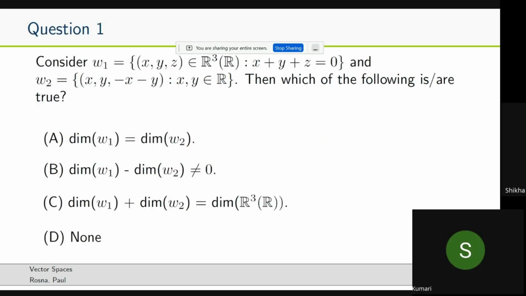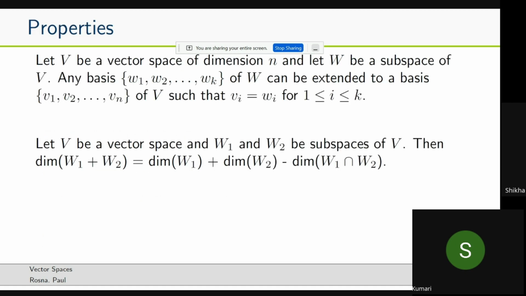Okay. Ma'am, excuse me. Ma'am, in the previous slide for the first result, can you give an example for it? Like how it will be applied in the question?